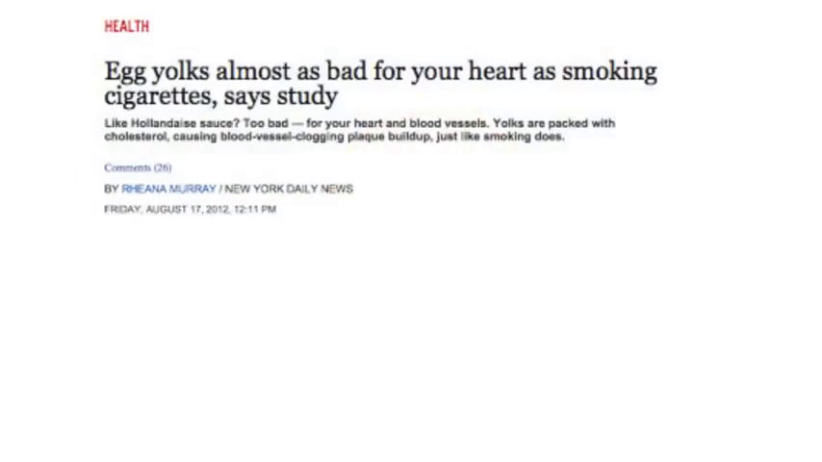Here's a headline that concerned those of us who love eggs. Can they really be as great of a cause of heart disease as smoking is? Or maybe it's possible that people who eat a lot of eggs also tend to eat a lot of fatty foods, and so there are other dietary factors that contribute to heart disease rather than the eggs.